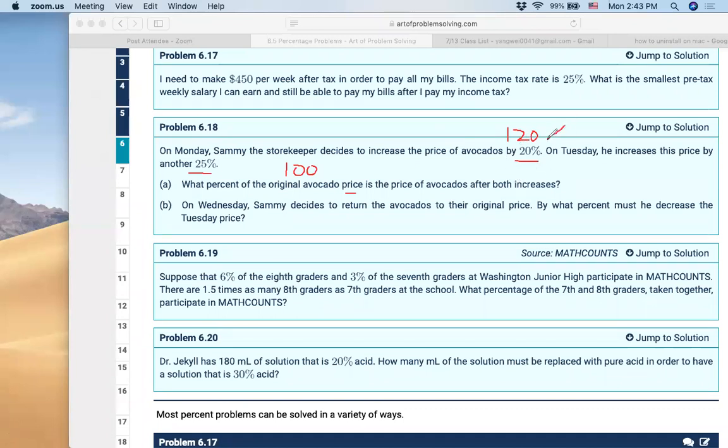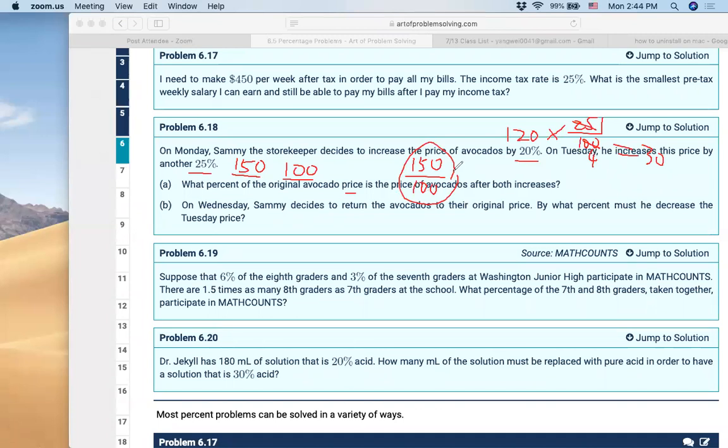So you need to calculate 25% of 120. 25% is 1 over 4, so this equals 30. So add 30 to 120, and after the 25% increase of 120, you get 150, right? Then 150 over 100, so that's 150% of the original avocado price is the price of the avocado after both increases.